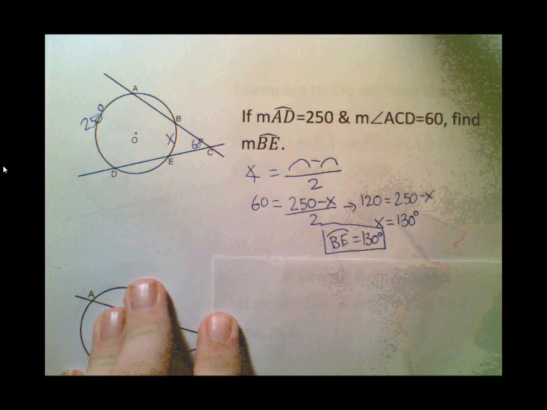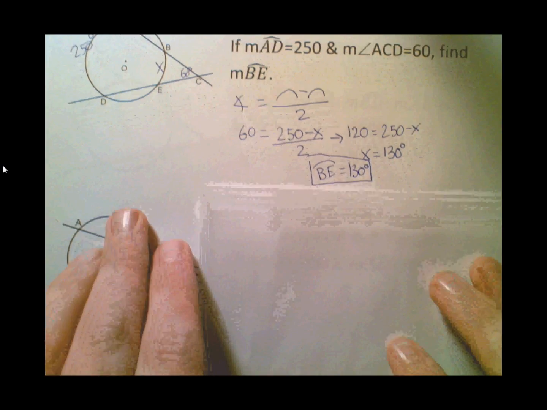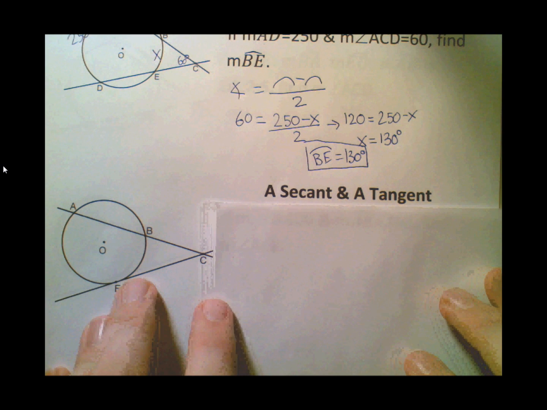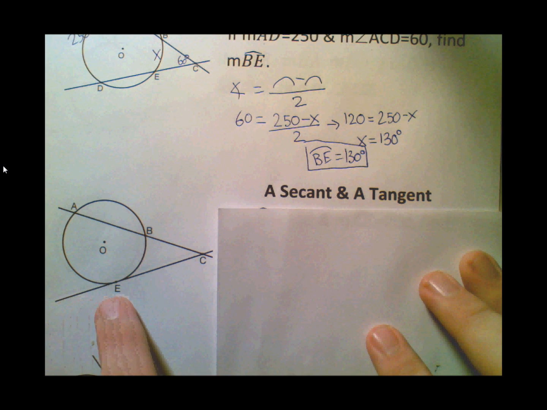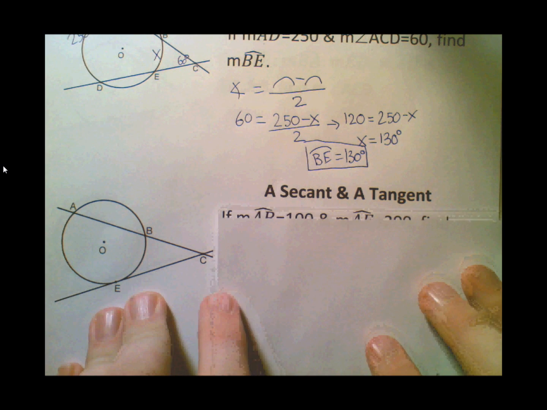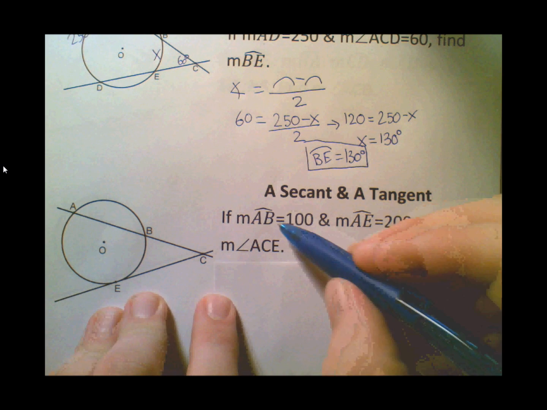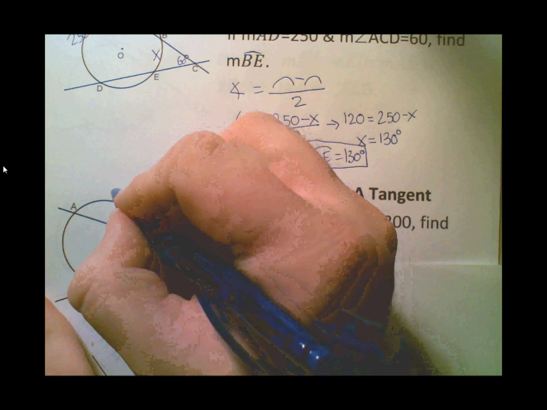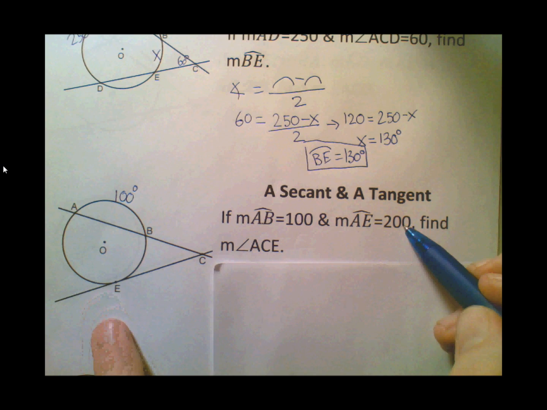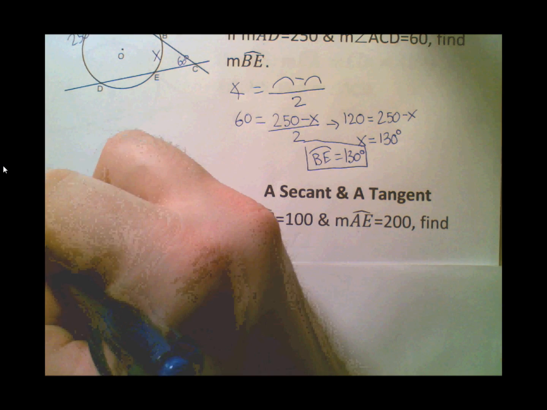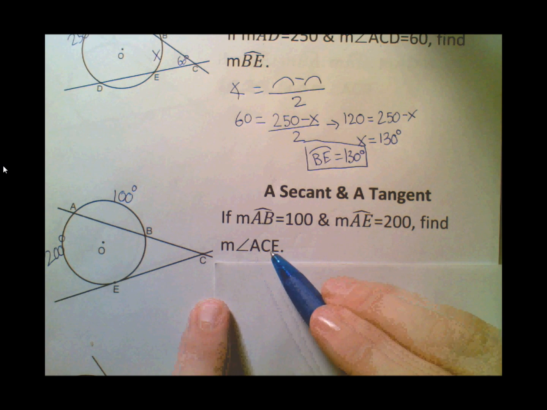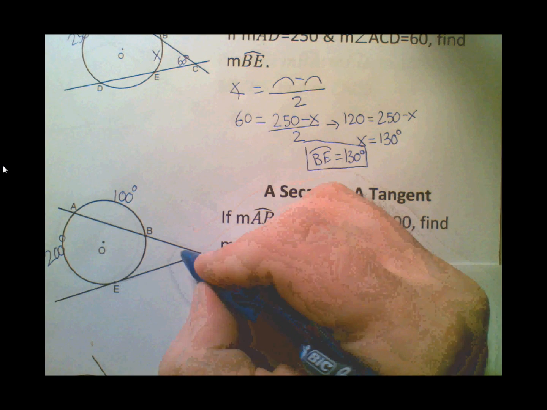Okay, now let's take a look at a different type of example. When I have a secant and a tangent. If you remember, a tangent is a line that touches the circle just at one point. Let's take a look at this example. If the measure of arc AB is 100 degrees, and the measure of AE is 200 degrees, find the measure of angle ACE. ACE is the one on the outside here, so I'm going to put an X there.